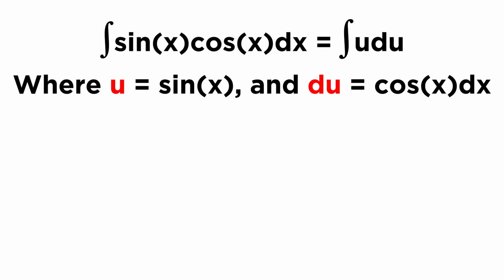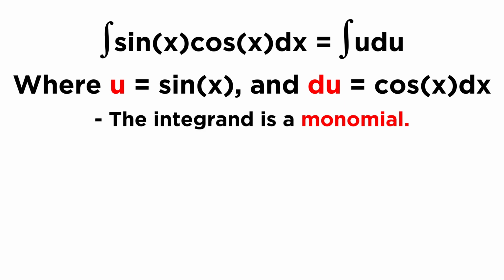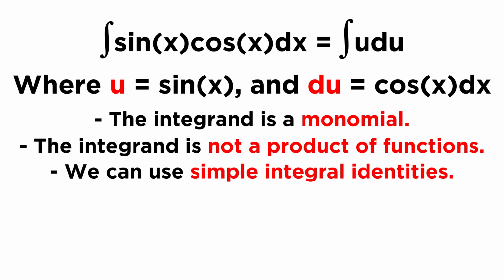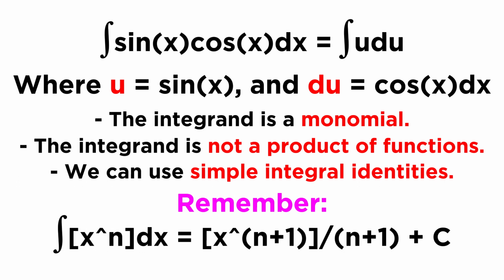There are several things to note about this integral. First, the integrand is now a simple monomial. Moreover, the integrand is not a product of 2 functions. Finally, we can use simple integral identities to solve this antiderivative. Remember the rule for taking the antiderivative of a monomial of degree n. Its antiderivative is equal to its degree n plus 1 divided by n plus 1.